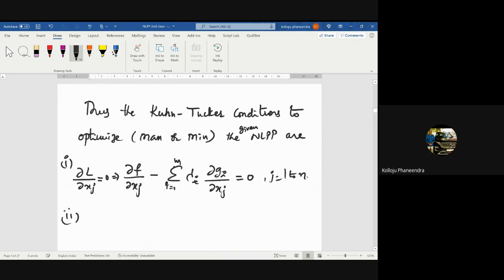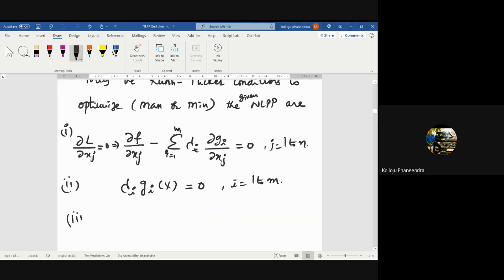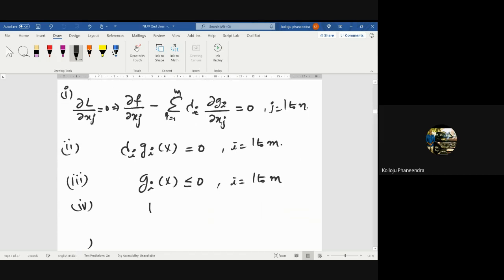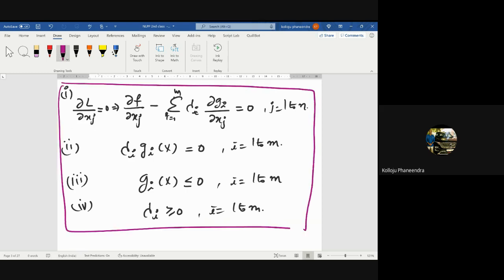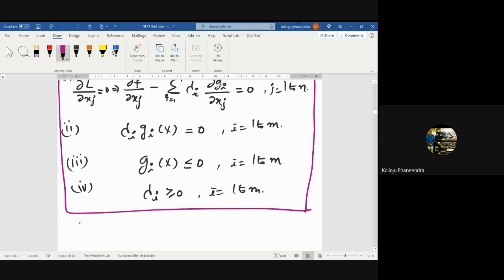And the second one is what? I got already this one, lambda_i g_i(x) equal to 0, for i equal to 1 to m. This is the second Kuhn-Tucker condition. The third Kuhn-Tucker condition is the given constraints, g_i(x) less than or equal to 0, i equal to 1 to m. And the fourth Kuhn-Tucker condition is that the Lagrange's multipliers are greater than or equal to 0, i equal to 1 to m. These are the Kuhn-Tucker conditions. You have to remember this compulsorily. These are KT conditions.